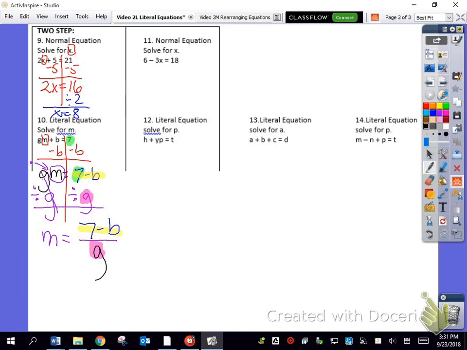Now, if you want to use the other division sign, you would have to put 7 minus b in parentheses and then divide it by g. Okay, so you can do that, but this is the way you're going to see it, so you need to get used to that.